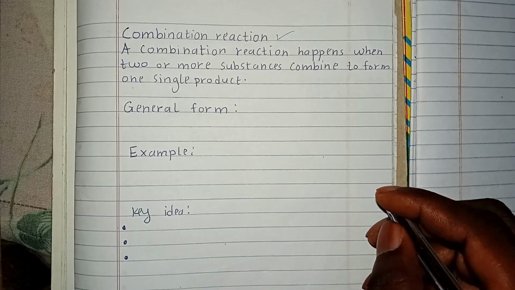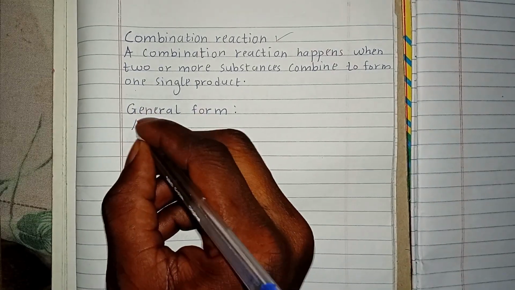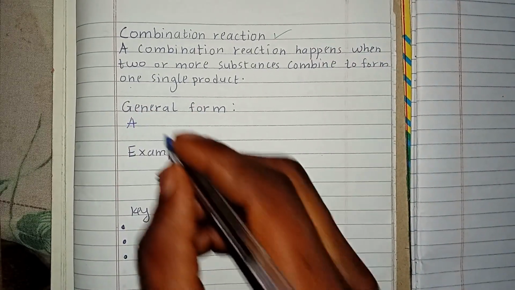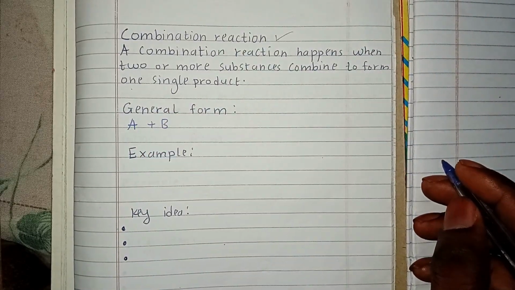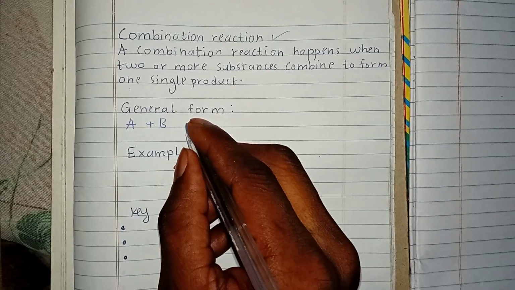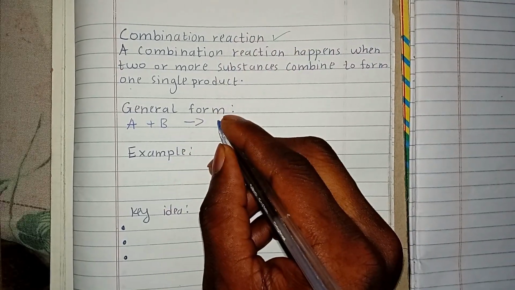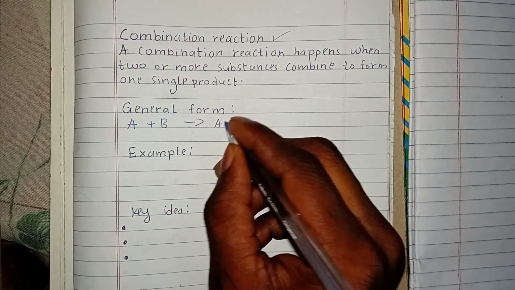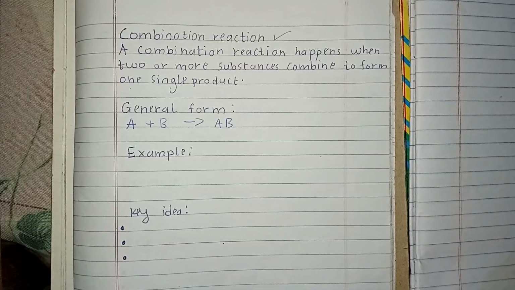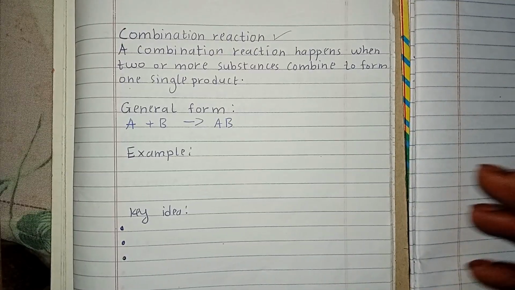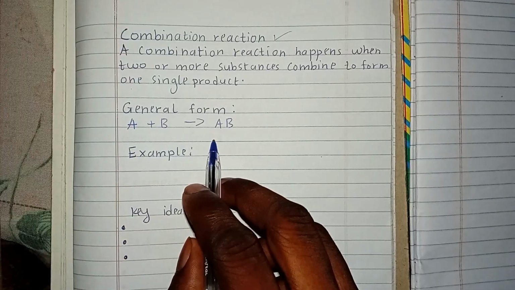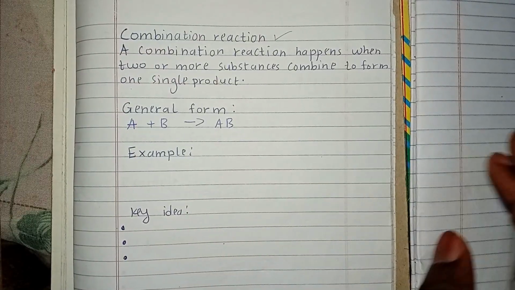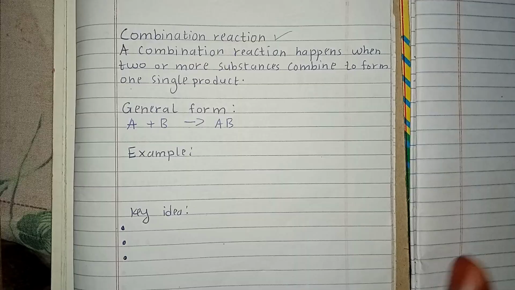Very simple reaction. So if we have a substance A and we add it to a substance B, for combination reaction we are supposed to produce a single product of both of them, AB. So just think of it like marriage, okay? 2 people marrying to form what? One single family. That's a combination reaction. Very simple. Let's take some examples.